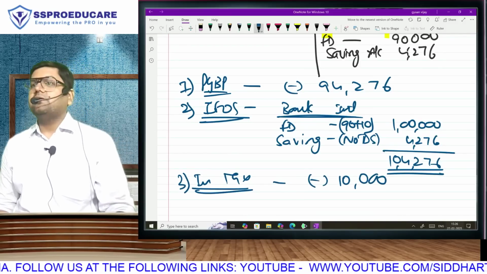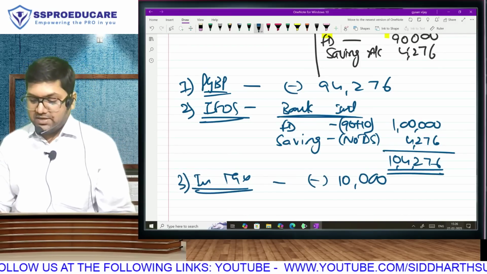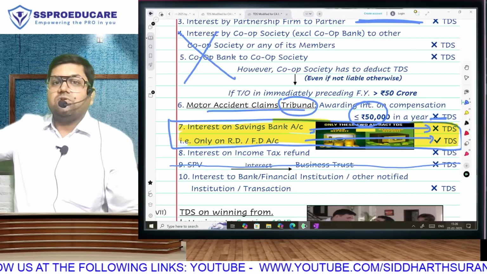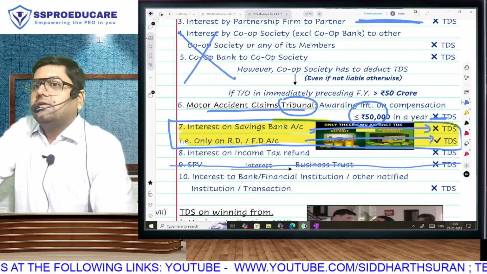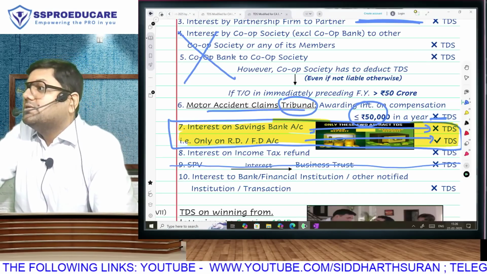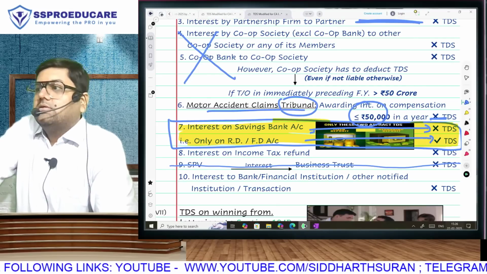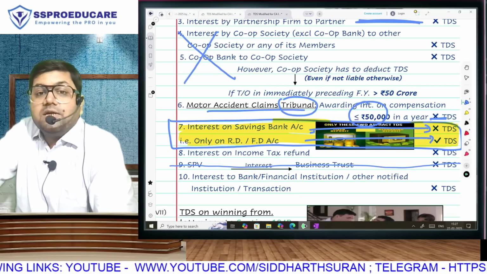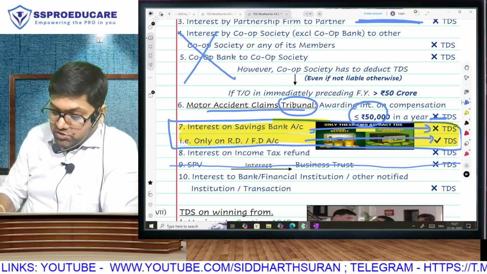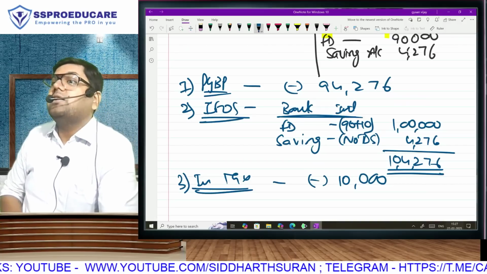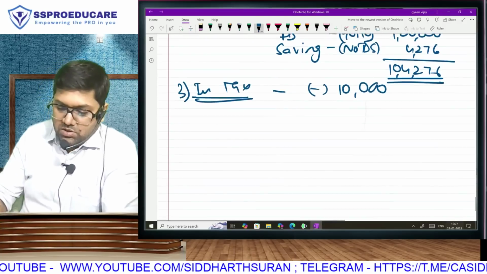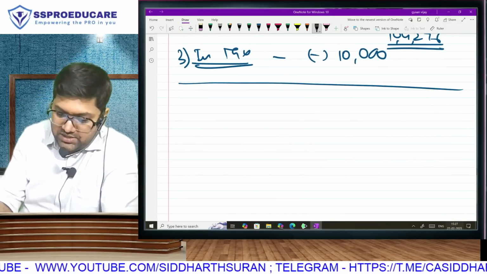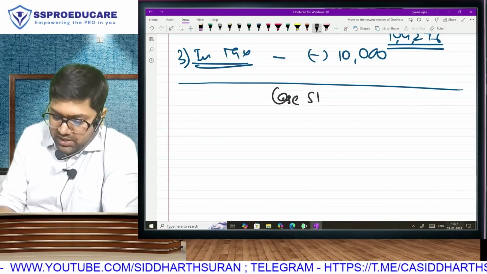Ladies and gentlemen, that is the kind of adjustment they ask, which is a direct test on this point. They will give you FD as well as saving. There was a recent MTP question, which was your first 12 marks ka MCQs. So in actual case study question, case study MCQ, the case study was like this.